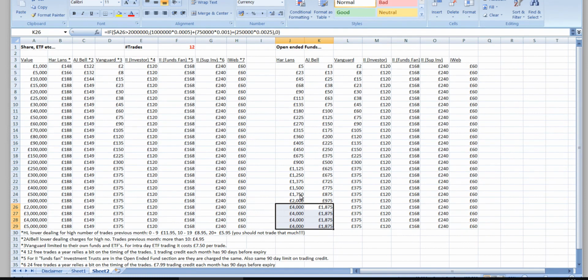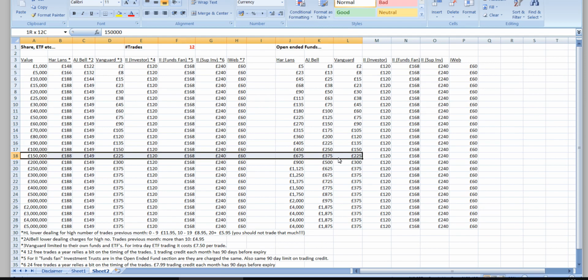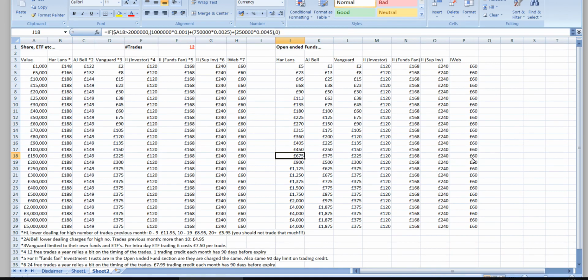So as you can see, even if you're at 150 grand, which you'd expect to have at least that much by the time you're retired anyway, even if not for most of your working life, 675 versus 60, 900 versus 60, it just goes up and up and up. It's a crazy pricing structure.